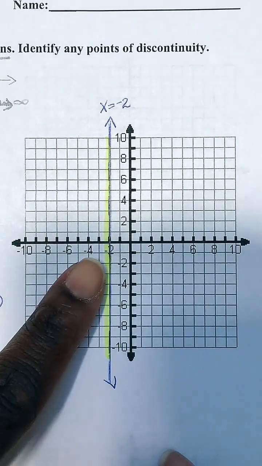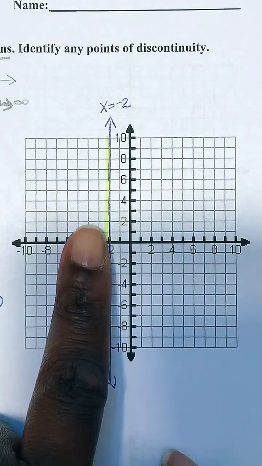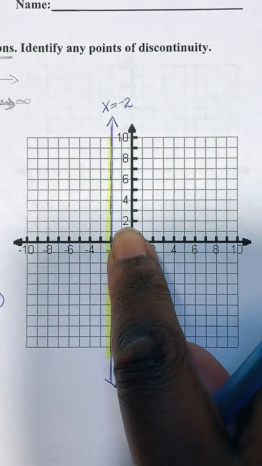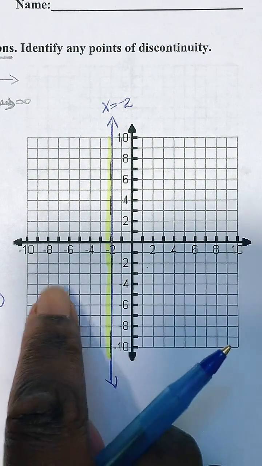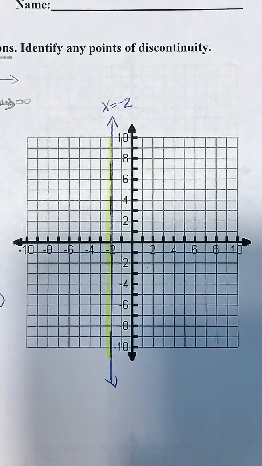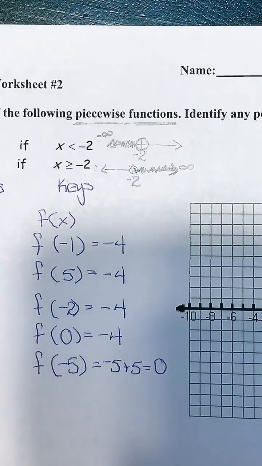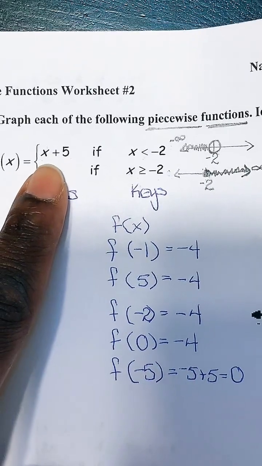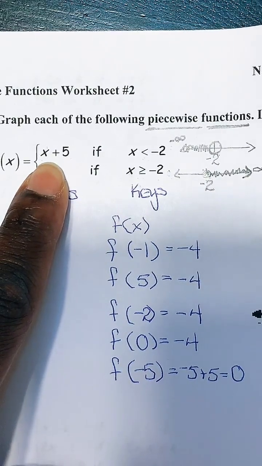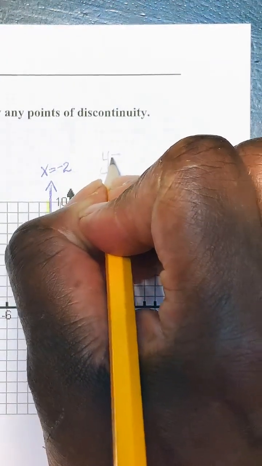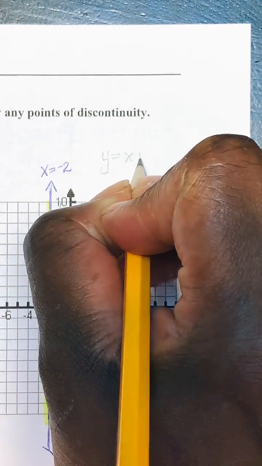So either you're going to draw the line that's going to be to the left, or you're going to draw the line that's going to be to the right. So I like to have a boundary line to figure out where I'm going to be. So if I were to graph this first equation, which is x plus 5, it's usually y equals x plus 5.